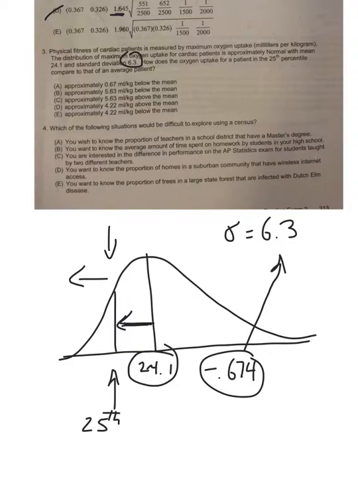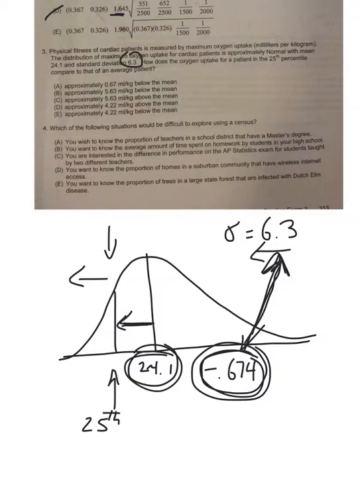Actually, that's not right. I did too much. All we have to do is, we don't have to subtract it. We have to just multiply these, right? This is 0.674 standard deviations below the mean, and they say, well, how far are we below the mean? 0.674 times 6.3. And if you do that, it is going to be letter E. If you multiply those two numbers, you get 4.22, and it's below the average. Okay. Clear as mud, right?